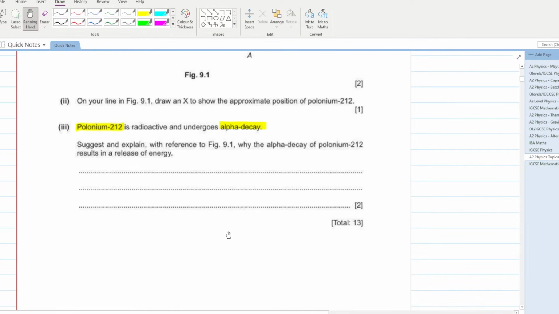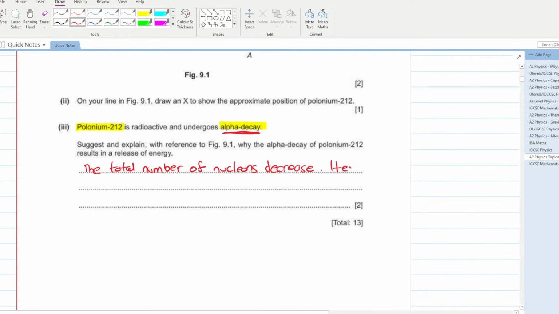Because it gets more stable by releasing energy. Binding energy per nucleon becomes greater. So what can you write in this answer? You can say that the total number of nucleons decreases. Why? Because you are undergoing an alpha decay. The total number of nucleons decreases.